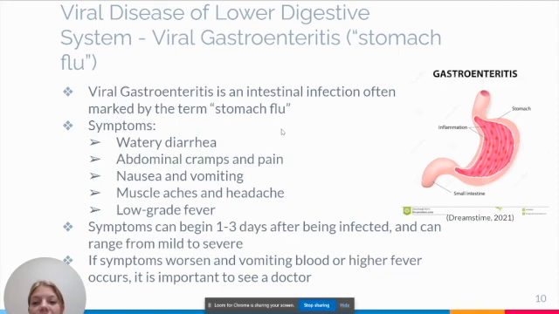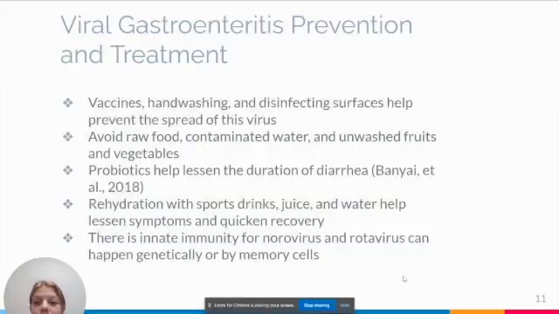Symptoms include watery diarrhea, abdominal cramps and pain, nausea, vomiting, muscle aches and headache, and a low-grade fever. Symptoms usually start coming out within 1 to 3 days of being infected. And if symptoms worsen, you might see vomiting blood or a higher fever, and that's when you'd want to consult a doctor. The prevention and treatment of gastroenteritis.